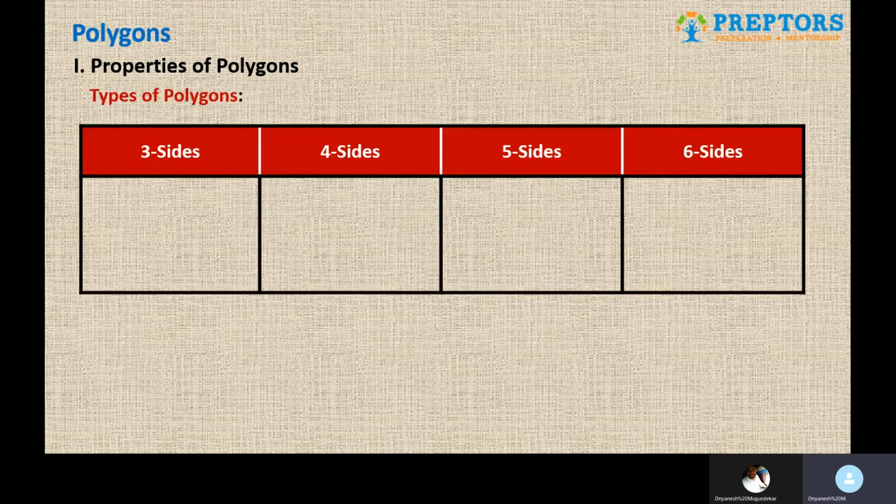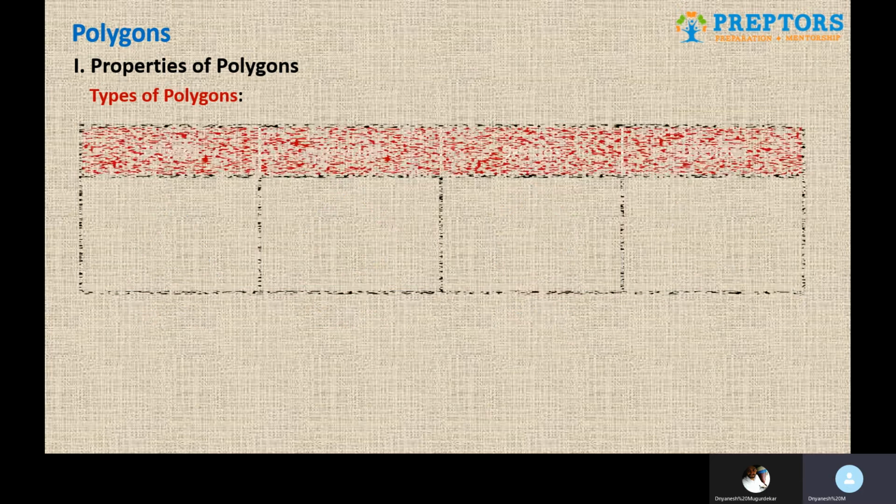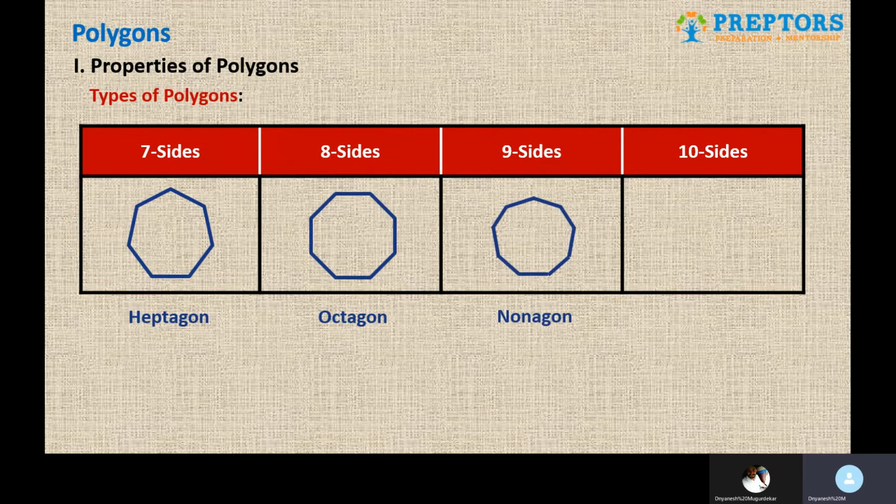Now depending on the sides, these are the names. All these are Greek names. Nobody will ask you, but obviously some you should know. So three-sided triangle, four-sided quadrilateral, the generic name. Five-sided pentagon, six-sided hexagon, seven-sided septagon or heptagon, eight-sided octagon, nine-sided nonagon, ten-sided decagon.